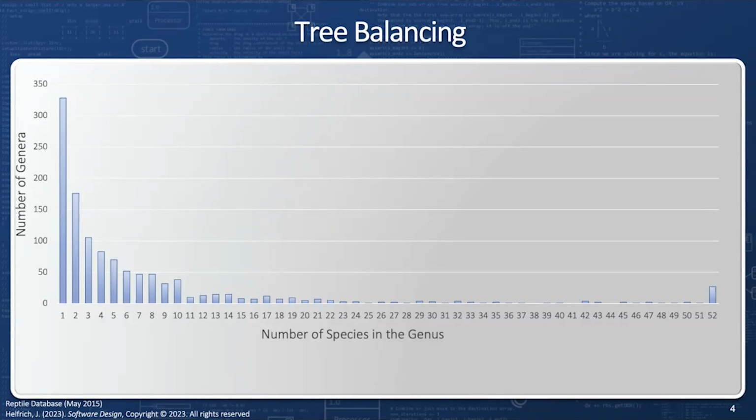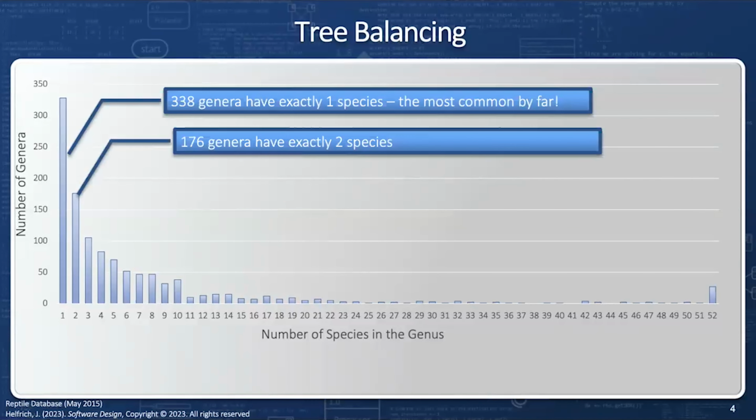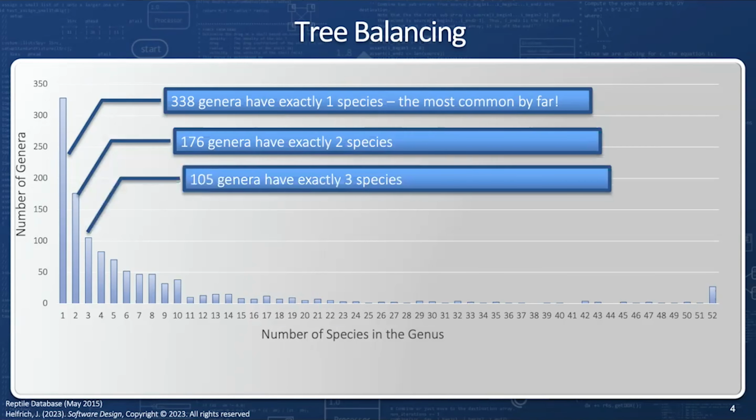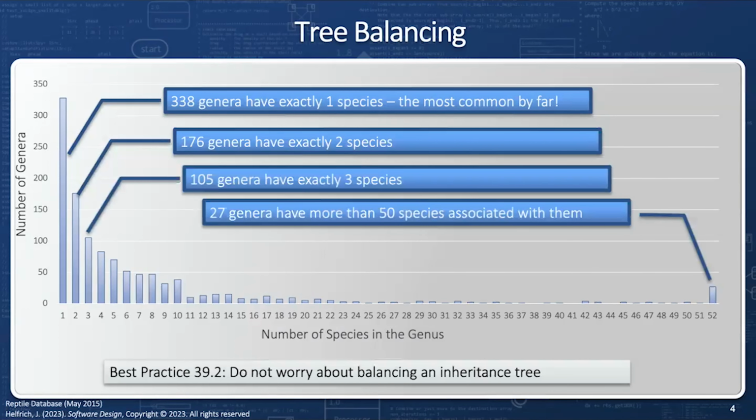So this graph shows a number of species associated with a given genus. On one extreme, there are 338 genera with exactly one species. It is the most common by far. And then there's exactly 176 genera that have 2 species, and there are 105 genera that have exactly 3 species. And then there are 27 genera that have more than 50 species associated with them. So what does this mean? It means that the inheritance tree is highly imbalanced. There are some genera that have many species and some that do not, but that is not an important design concern. Do not worry about balancing an inheritance tree. It's far more important that it aligns with the problem domain.